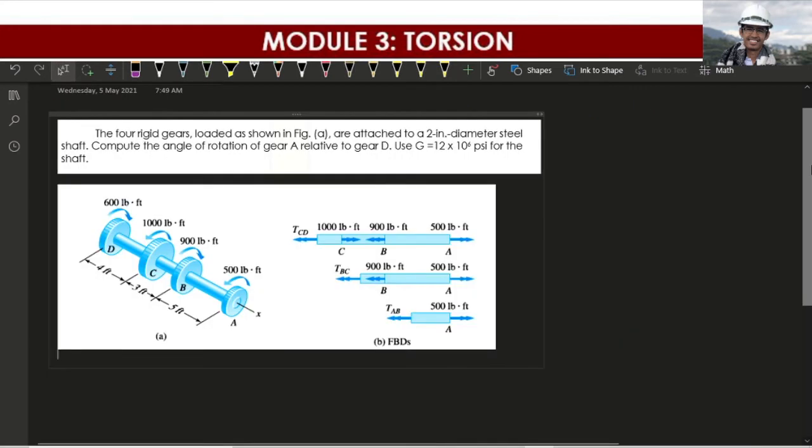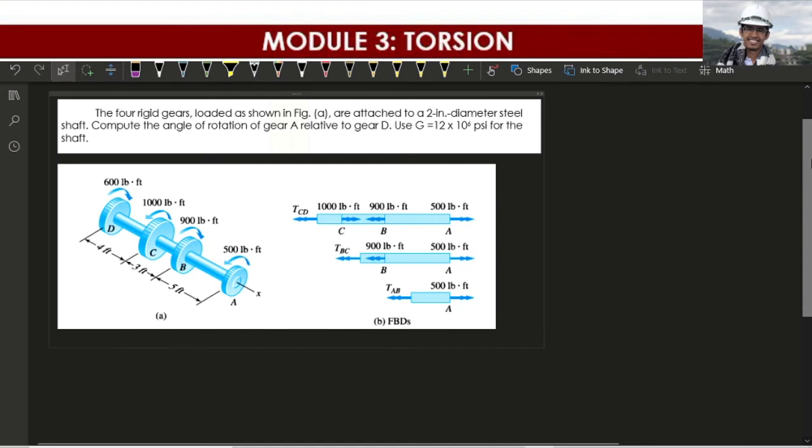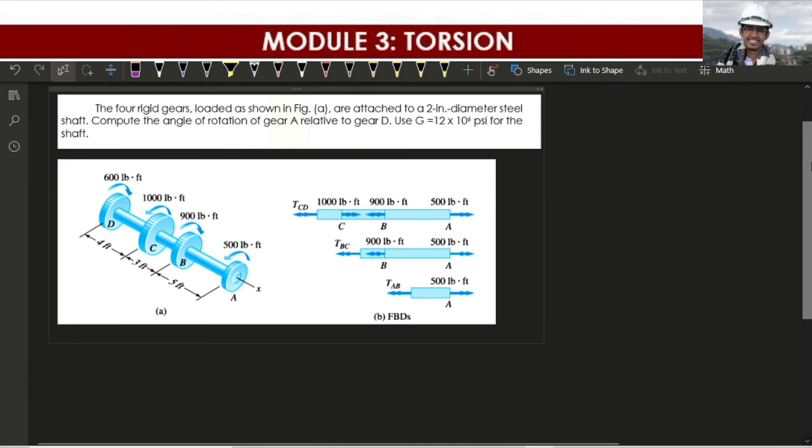So for your next problem, the 4 rigid gears loaded as shown in figure A are attached to a 2-inch diameter steel shaft. Compute the angle of rotation of gear A relative to gear D. Use G is equal to 12 times 10 raised to 6 psi for the shaft. Okay, so compute the angle of rotation of gear A relative to gear D.